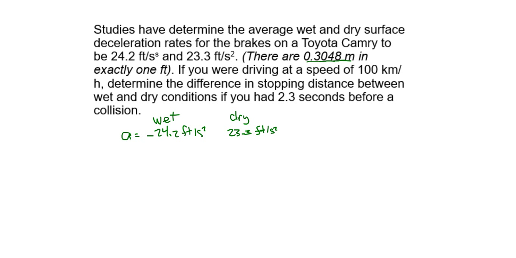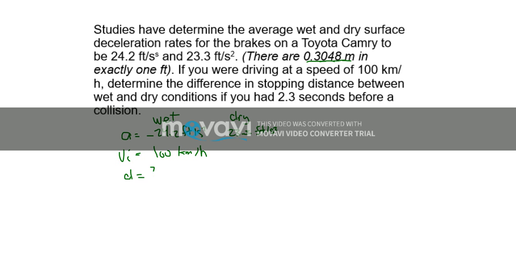And we need to be able to convert that into meters per second at some point. We also get to know our initial speed. Our initial speed in either case was 100 kilometers per hour. And you'll notice that these units don't match up at all. We are being asked to find the stopping distance. And the time value is 2.3 seconds in order to stop. Right? 2.3 seconds before a collision.